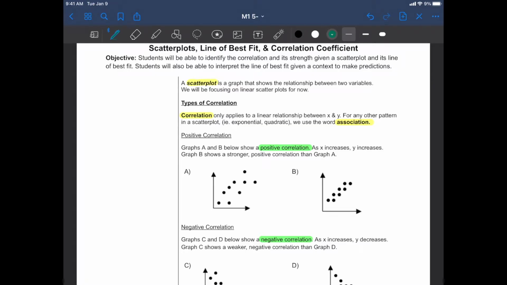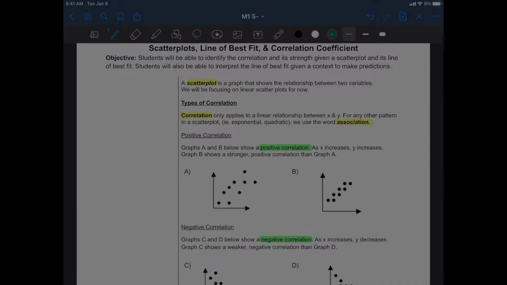Welcome to our notes on scatterplots, line of best fit, and correlation coefficient. Students will be able to identify the correlation and its strength given the scatterplot and its line of best fit. Students will also be able to interpret the line of best fit given a context to make predictions.